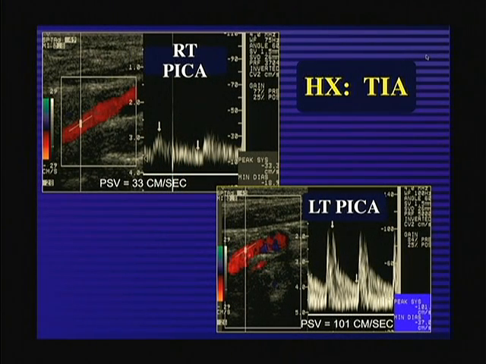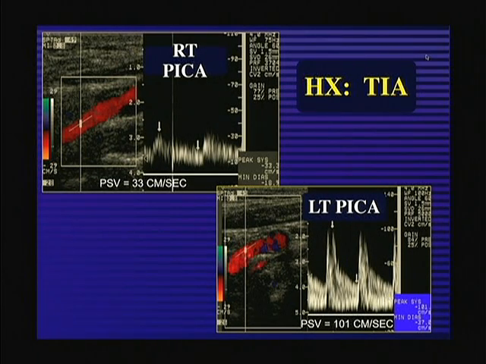Which do you think is the abnormal side? The right side. That's correct. The right side has the low peak systolic velocity. It's only 33. You notice there isn't a big difference between systole and end-diastole in that case. The waveform from the left has a normal flow pattern, normal profile, normal velocity. So the problem is on the right. So the question is, where is the problem?